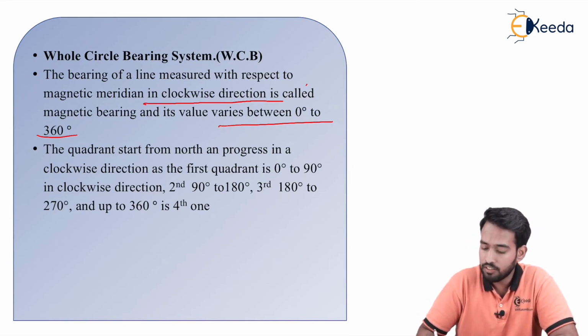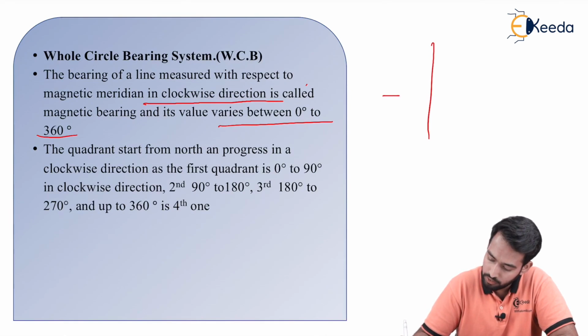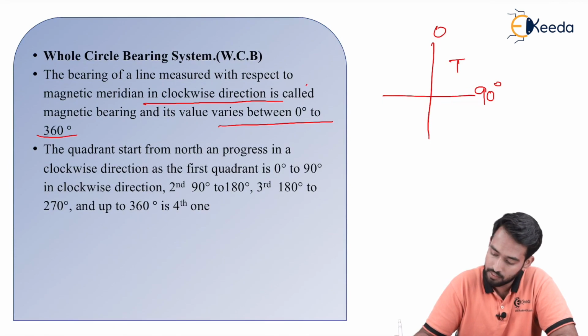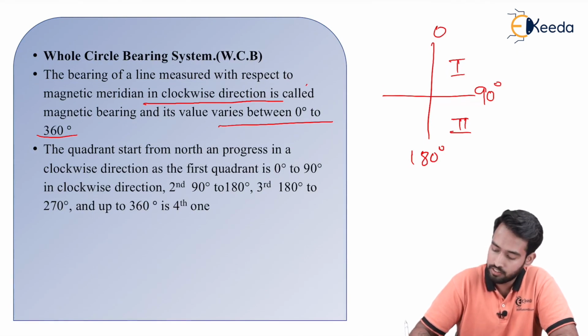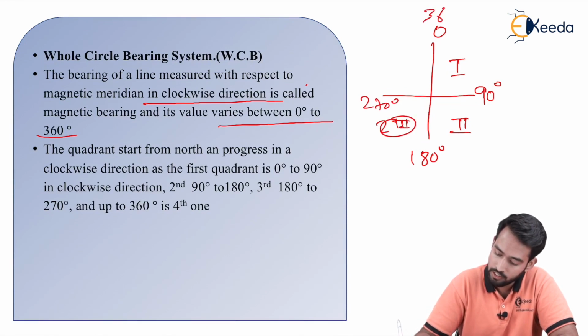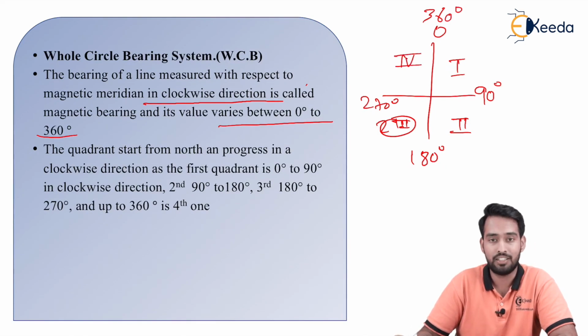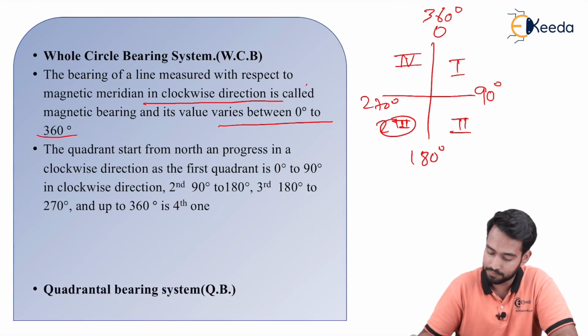Next, the quadrant starts from north and progresses in a clockwise direction, as the first quadrant will read 0 to 90 degree, second quadrant 90 to 180 degree, third quadrant 180 to 270 degree, and fourth quadrant again 270 to 360 degree. So whole circle bearing is divided into 360 degree.